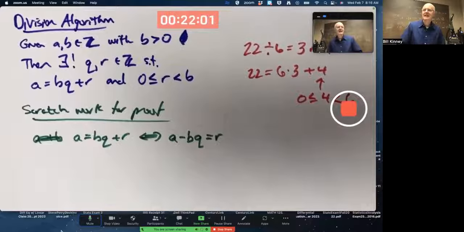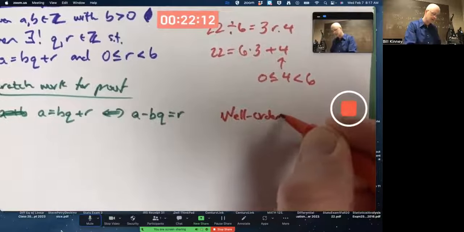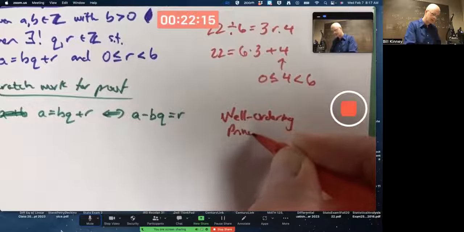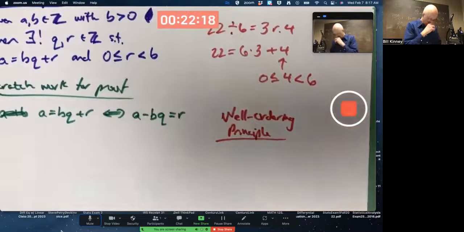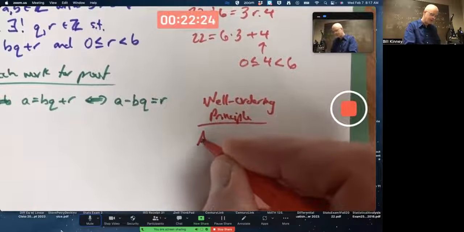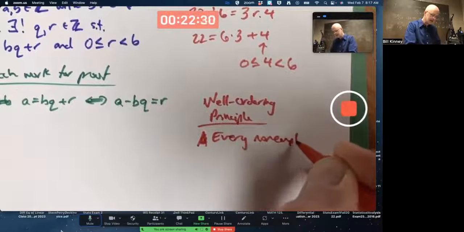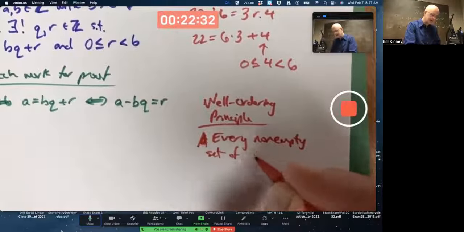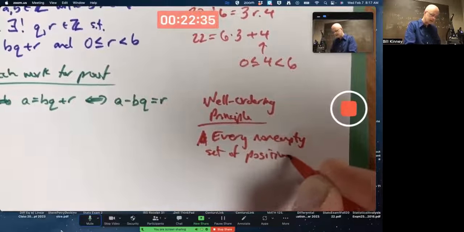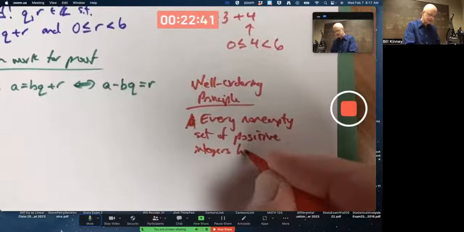The key thing that makes this a good idea to think about is something called the well-ordering principle. I'll put over here, the well-ordering principle. What does the well-ordering principle say? If you look in the book, it says every non-empty set of positive integers has a smallest element.